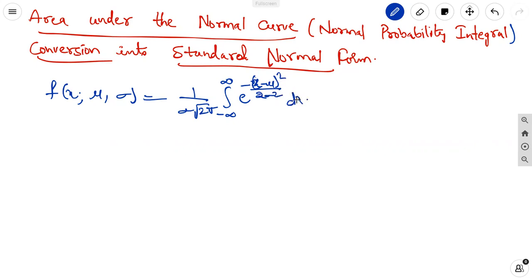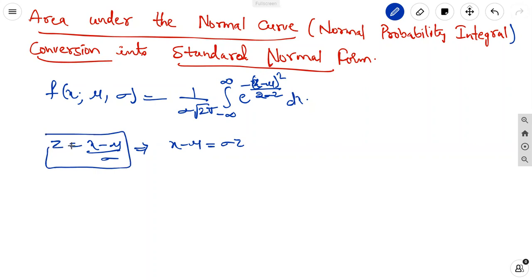This is the probability distribution function of the normal curve. Here we take z equal to (x minus mu) by sigma. From this, x minus mu equals sigma z. By taking z equal to (x minus mu) by sigma, the standard normal curve is formed.